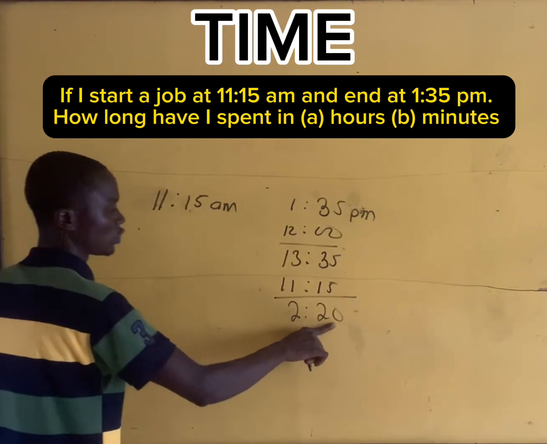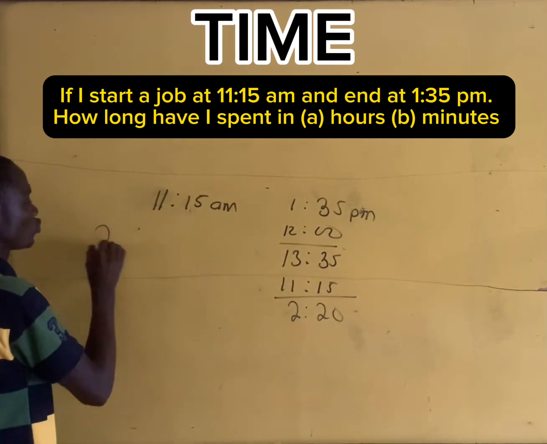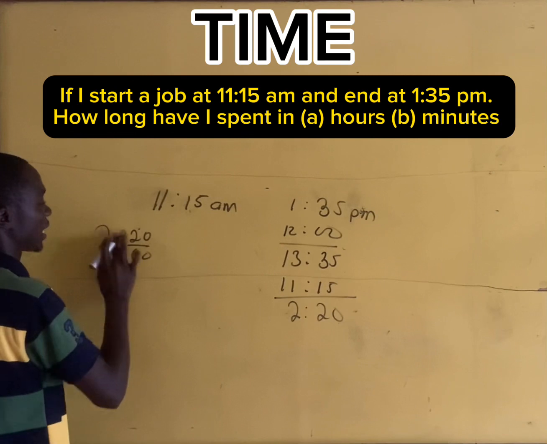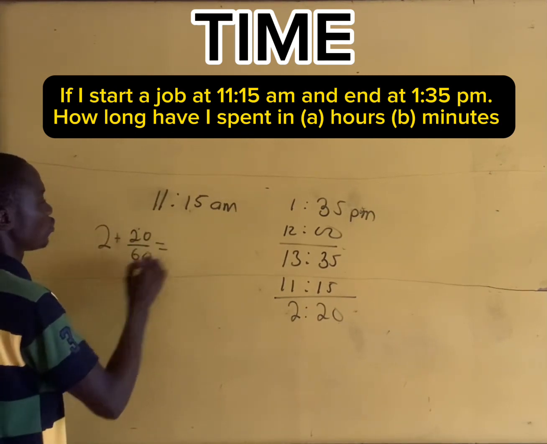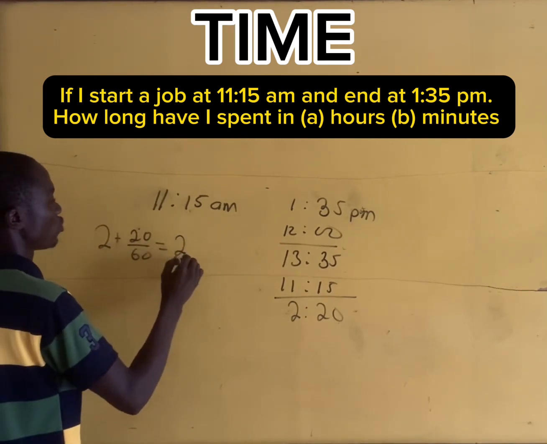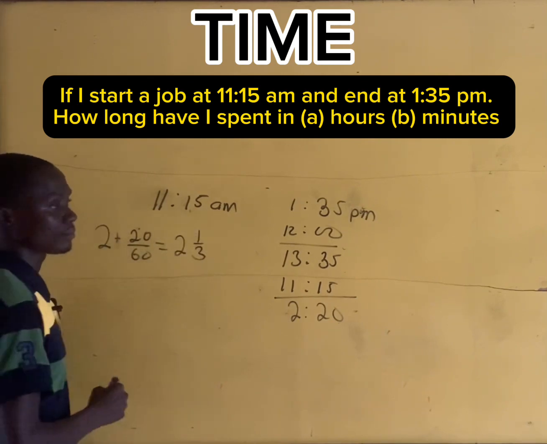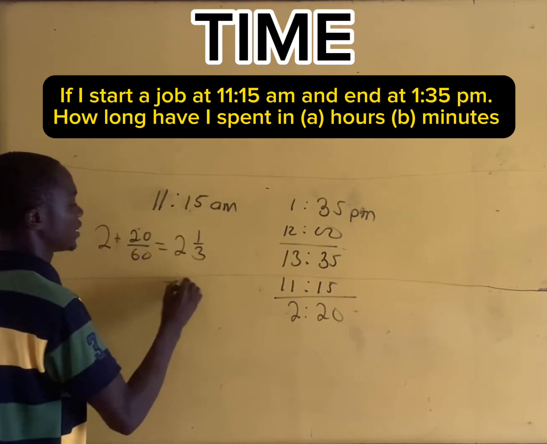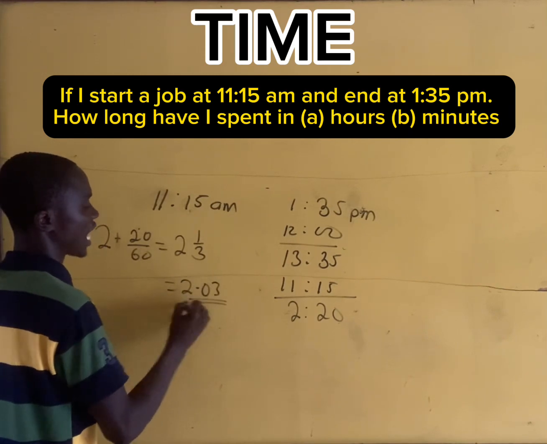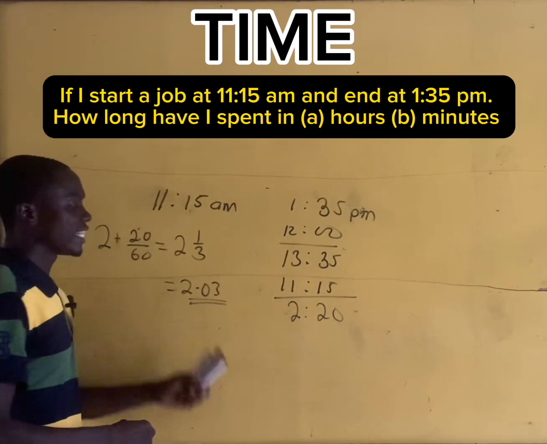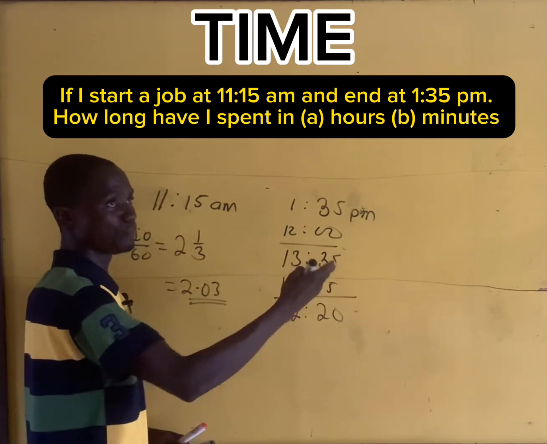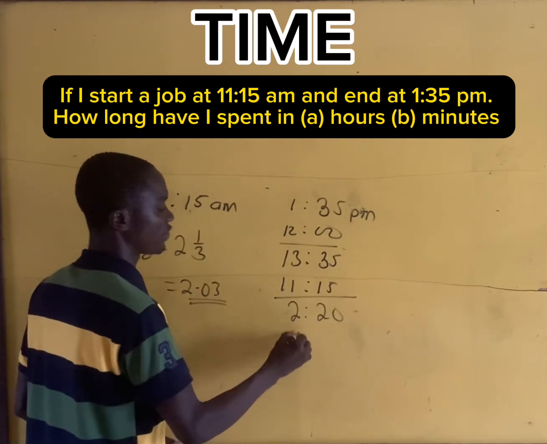If you want to change this one to hours, you write 2 hours plus 20 divided by 60, which will give us 2 whole number, 1 out of 3. And 1 out of 3 is 0.33333. So it is 2.33 in hours. But if you want to change it to minutes, 2 hours is 120 minutes plus 20, that will give us 140 minutes.